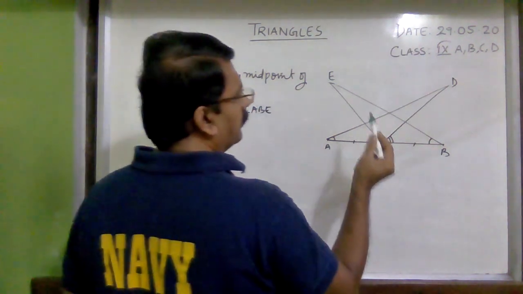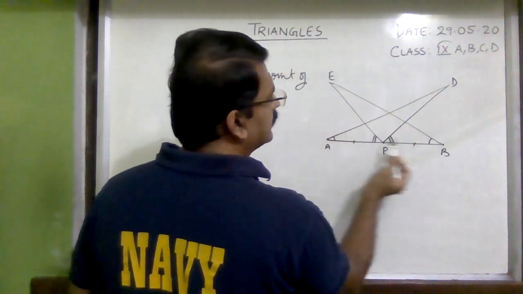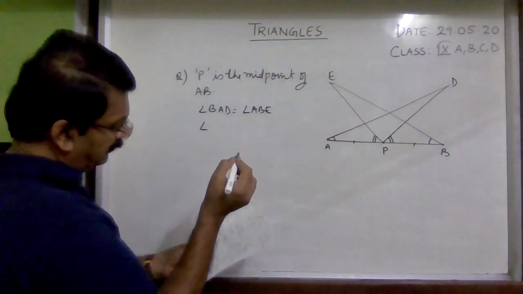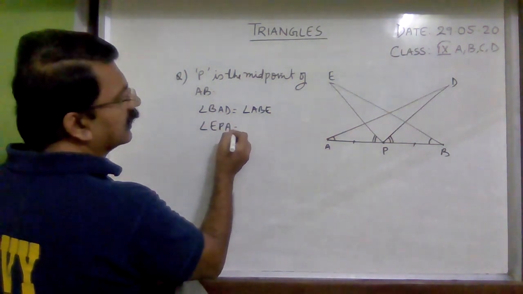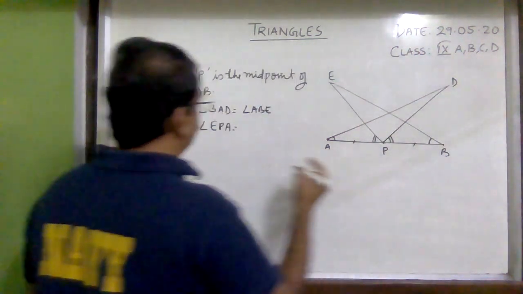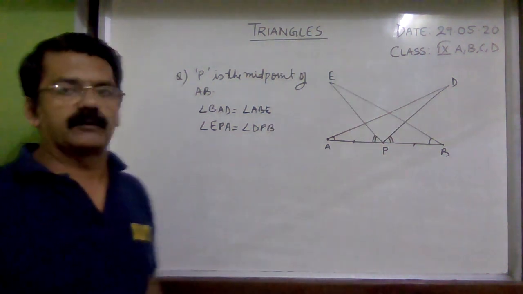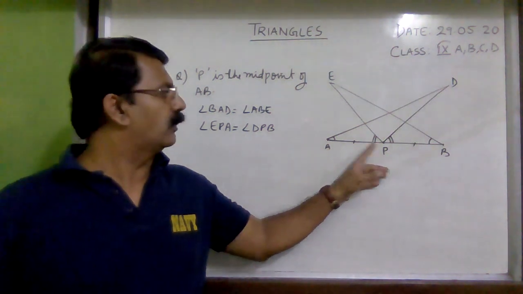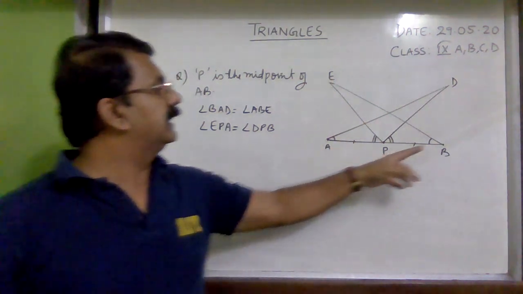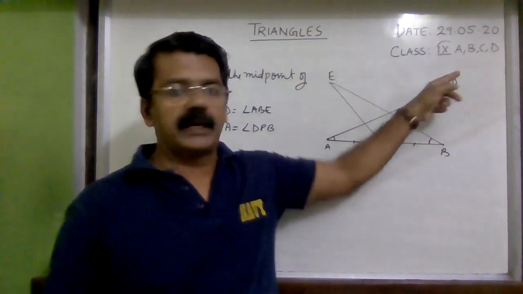You see, BAD and ABE, these two angles are equal. Okay, and the third thing that they have given is angle EPA is equal to angle DPB. Now these things are given. The first thing that is given in this question, that P is the midpoint of AB. The second thing, that angle BAD is equal to angle ABE, and the third thing, angle EPA is equal to angle DPB.